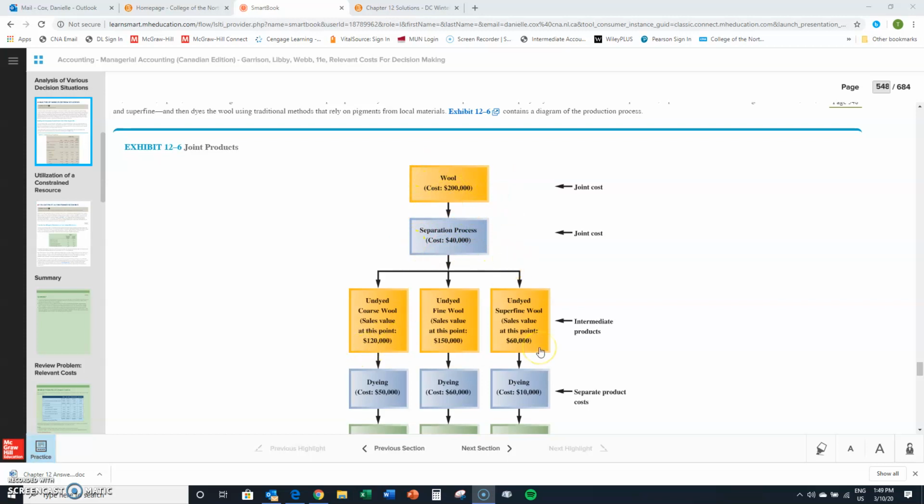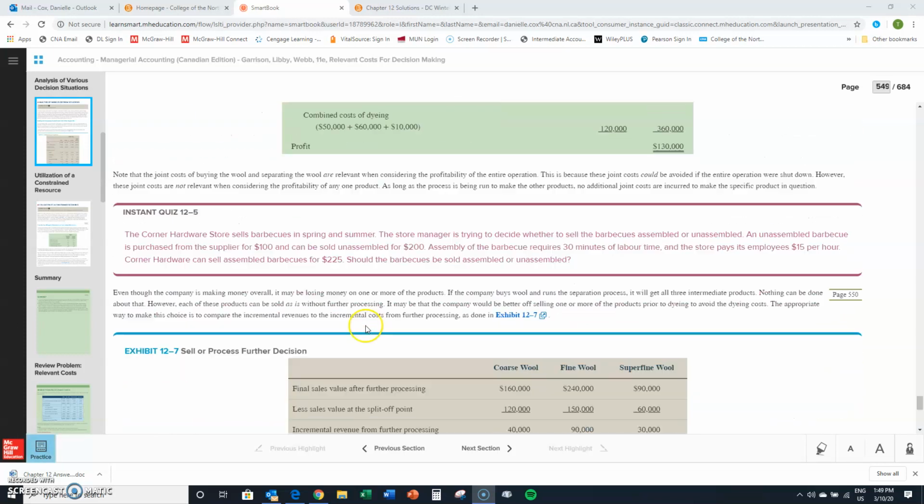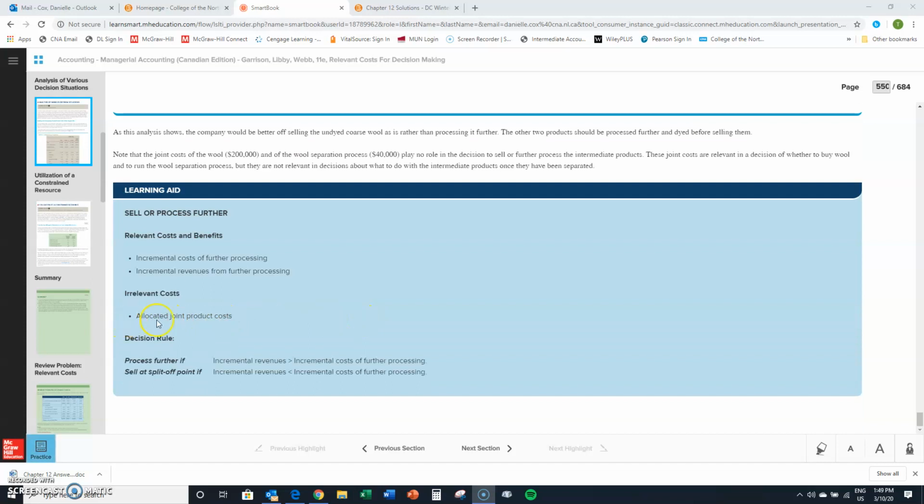What doesn't come into play are these costs, because this has already happened. If we sell it here or we process further, this is already done. We can't take this and allocate it out to the products, as it would skew your decision. So allocated joint product costs don't come into play when you're making your decision. Again, your decision rule: process further if the incremental revenues are greater than the incremental costs of further processing, and sell at your split off point if the incremental revenues are less than the incremental costs of further processing.